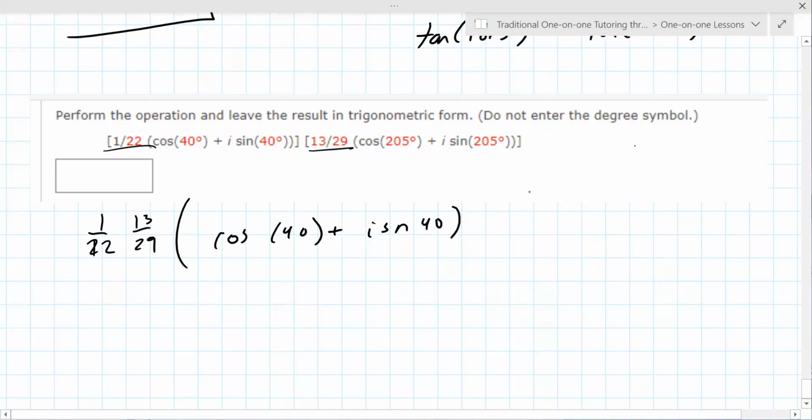And this is e to the i theta. Do you guys see that in class? Maybe. I don't remember. Not sure.